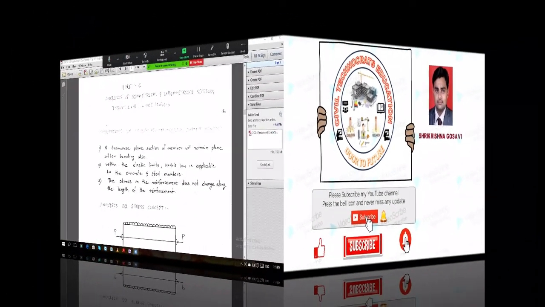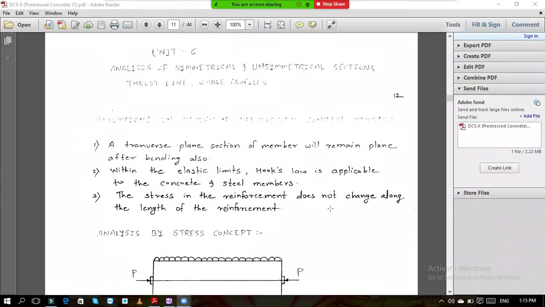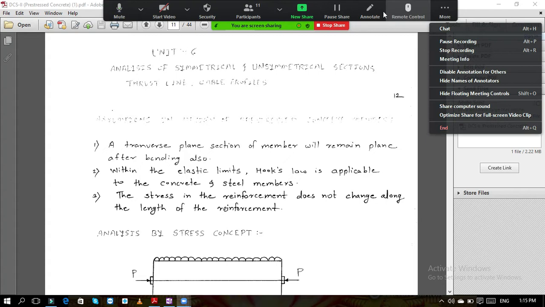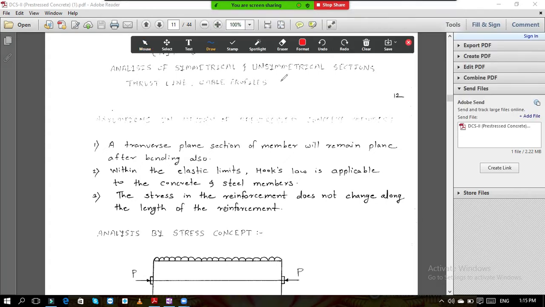Analysis of symmetrical and unsymmetrical sections, thrust line and cable profiles. Okay. So this is a very simple unit. In this unit only one type of problem is asked. There are not many other types. So just one type of problem we need to understand, and that problem will be asked in the examination. Okay, around 10 to 12 marks that problem will be there.